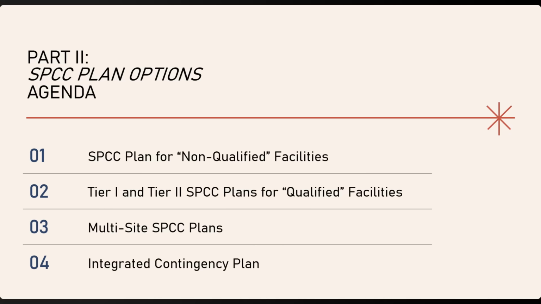The agenda for this course is as follows. First, we'll discuss the SPCC plan for non-qualified facilities. This is the standard plan that is used for most industrial applications. Then we'll discuss the Tier 1 and Tier 2 SPCC plans for qualified facilities. Then we'll move on to discussing the multi-site SPCC plan format and end with the Integrated Contingency Plan model developed by EPA and other agencies.